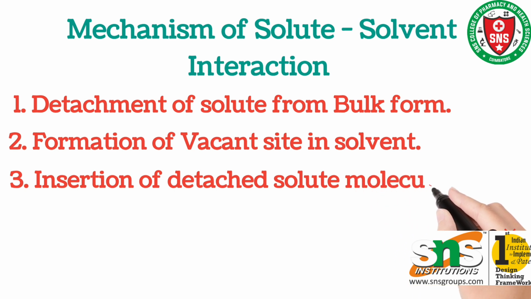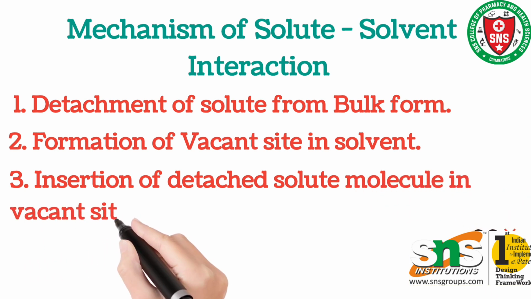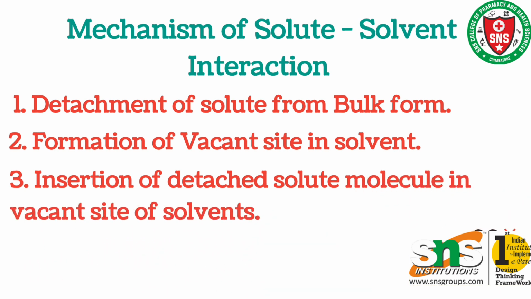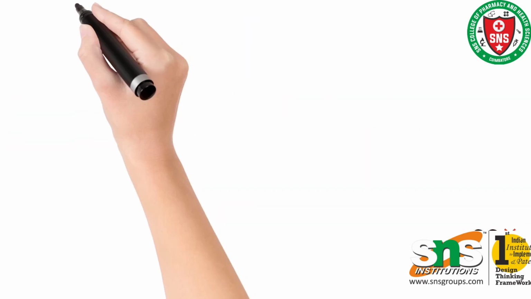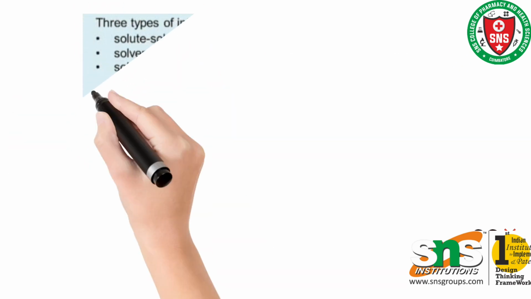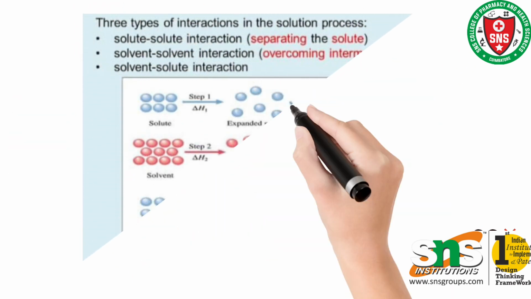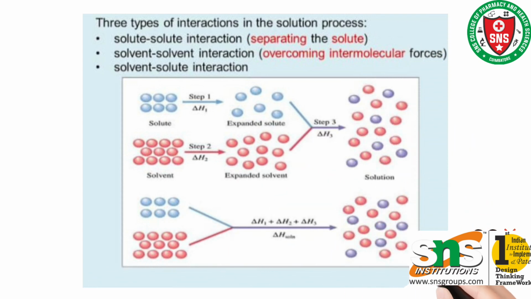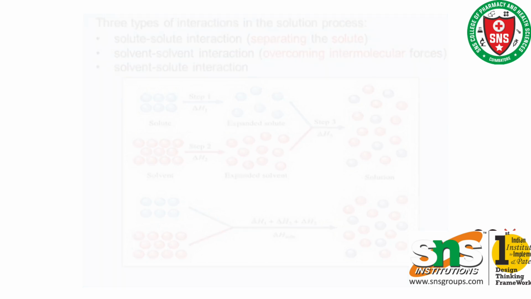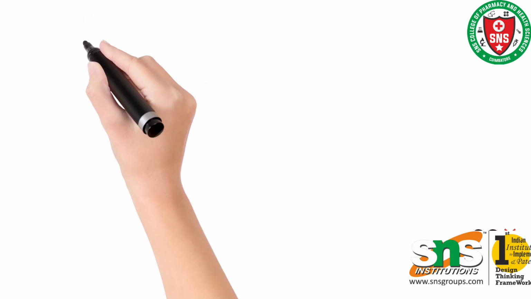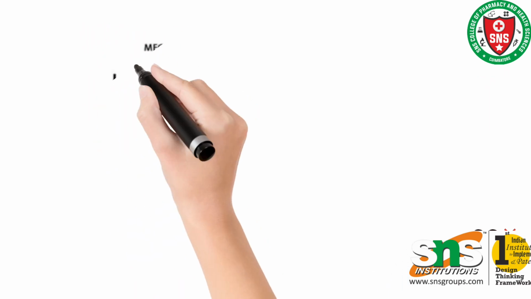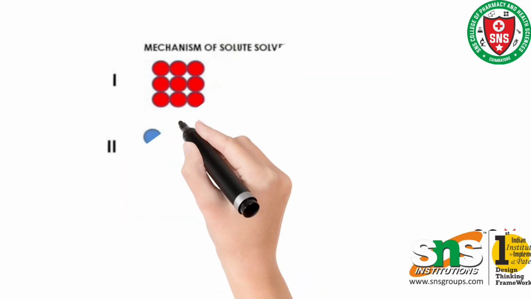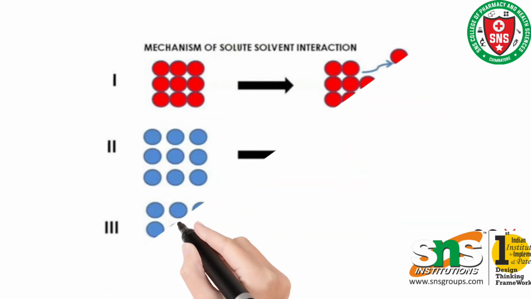In the first step, from the solute bulk form, one molecule will detach, and this is further used in the solute solvent interaction. In the next step, that is formation of a vacant site in the solvent, one molecule of the solvent gets free and creates a vacant site. This vacant site is further used in the solute and solvent interaction in the third step.